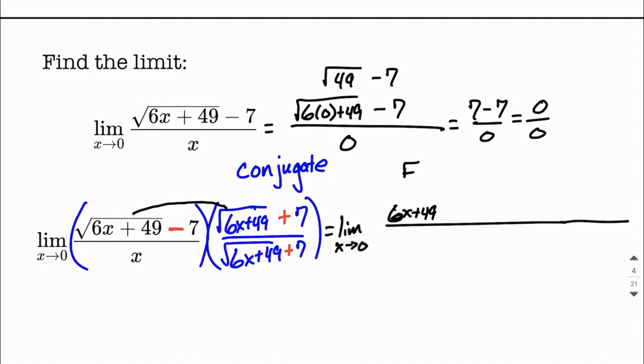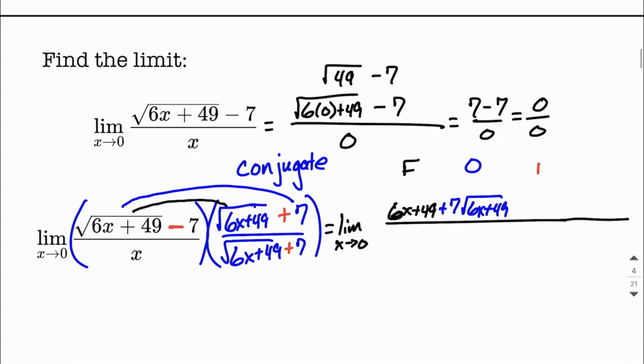Next, let's multiply the outer terms together. So the outer terms, I'm thinking the square root of 6x plus 49 multiplied by the 7, which will be plus 7 times the square root of 6x plus 49. Next, we'll do the inner terms, multiply those together. So negative 7 multiplied by the square root of 6x plus 49. So minus 7 times the square root of 6x plus 49. And we'll finish up by multiplying the last terms together. So the negative 7 multiplied by the positive 7 makes negative 49 overall.